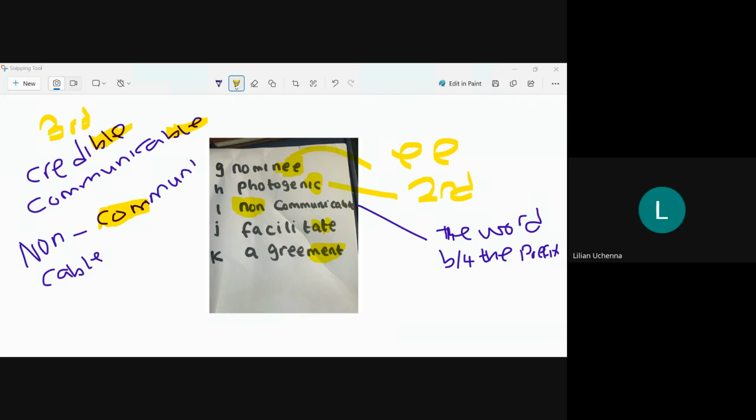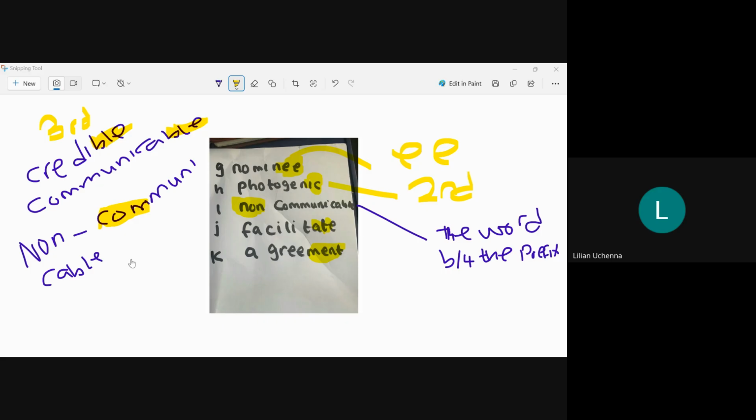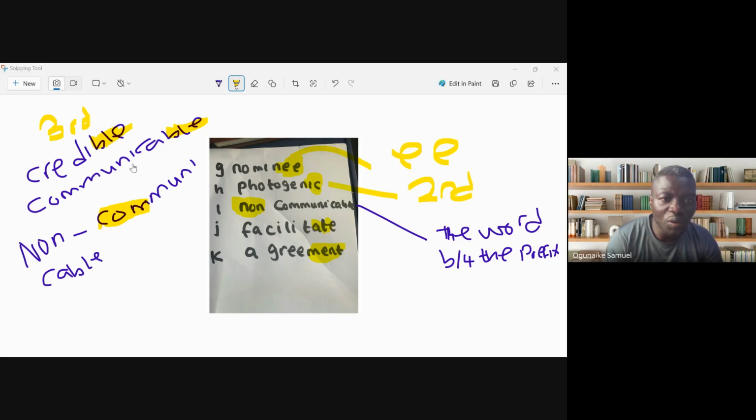Okay, it answers. Just that earlier you said the word before the prefix, so I was kind of confused. It is after the prefix. Yes, apologies, after the prefix. Okay, so we're done with that.